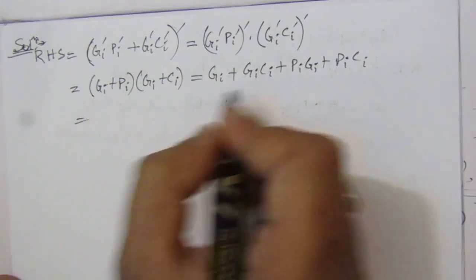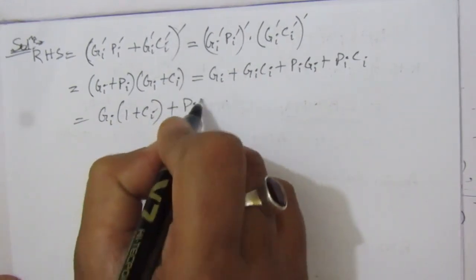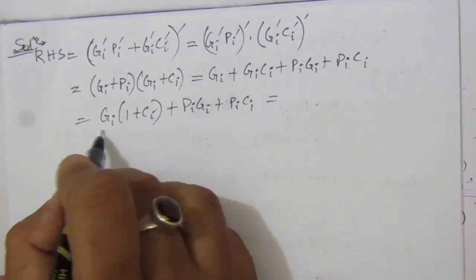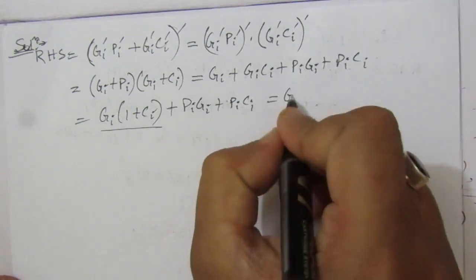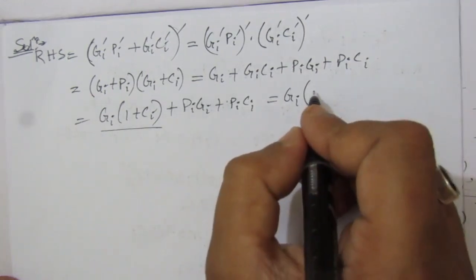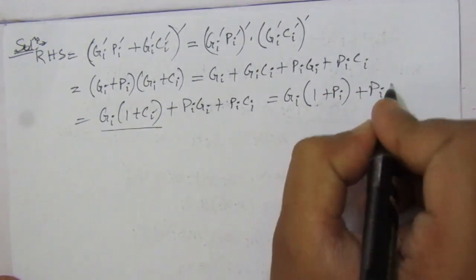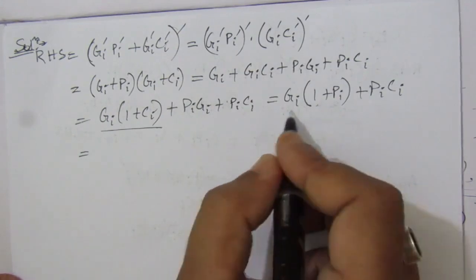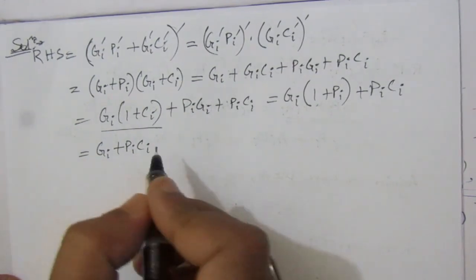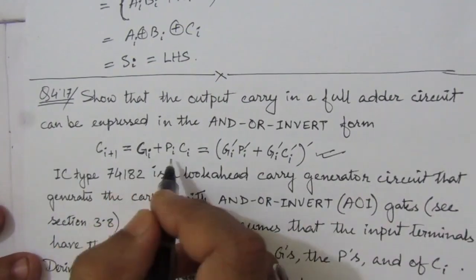From these terms we can take Gi common, so we have Gi (1 + Ci + Pi) plus Pi Ci. This is nothing but 1, so we have Gi. Now let us take Gi common from these two terms, so we get Gi whole into (1 + Pi), plus Pi Ci. This is again 1, so we have Gi. So we can write it as Gi plus Pi Ci. This is nothing but the expression.